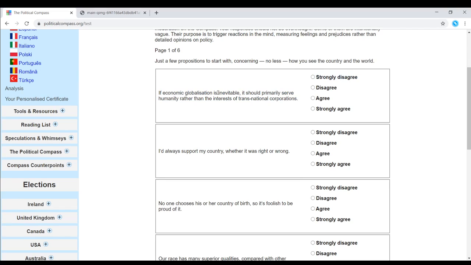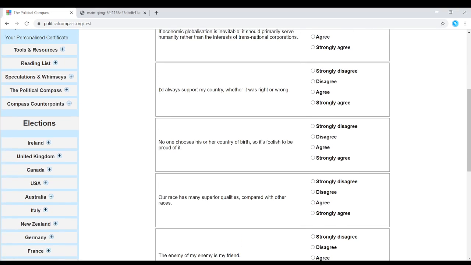If economic globalization is inevitable, it should primarily serve humanity rather than the interests of transnational corporations. Well, I think that's kind of weird to put those two at odds, because oftentimes the interests of transnational corporations further the interests of humanity. So I'm going to disagree with that. Not strongly disagree, but I think it's not good that this question puts humanity and the interests of transnational corporations at odds, because oftentimes they overlap.